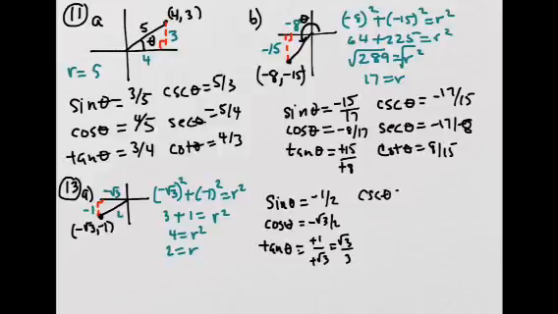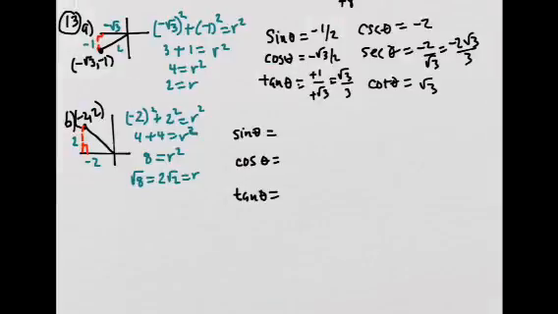Cosecant, reciprocal of sine. Secant, reciprocal of this. So this would be negative 2 radical 3 over 3. And reciprocal of tangent is cotangent, so it would be radical 3.